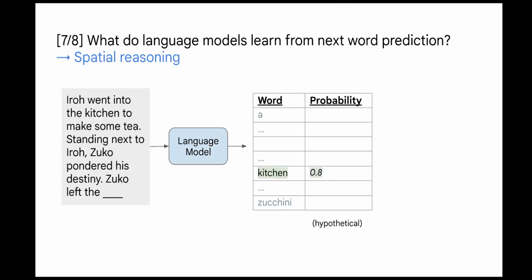And then maybe it can also even learn things like spatial reasoning. So for example, you might have some sentences in the training set like this. "Iroh went into the kitchen to make some tea. Standing next to Iroh, Zuko pondered his destiny. Zuko left the blank." And then maybe the language model learns that, okay, if Zuko was standing next to Iroh and Iroh was in the kitchen, then the probability of the next word being kitchen is probably high.